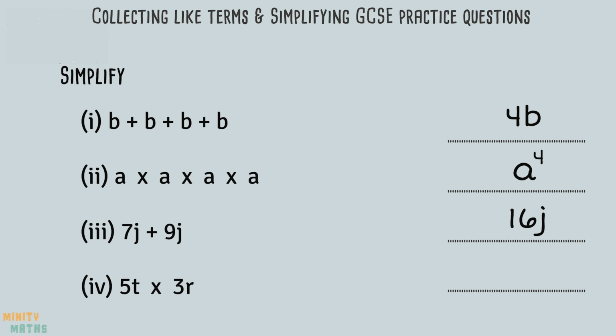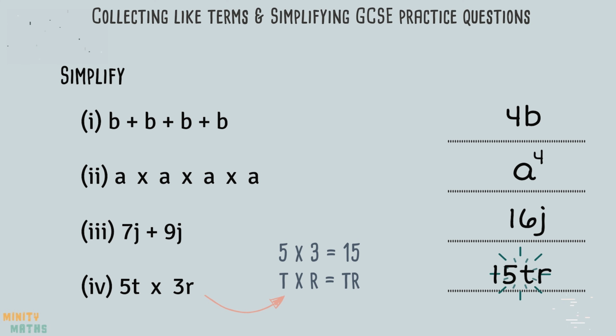Question 4 asks us to multiply 5t by 3r. Even though these are not like terms, as the variables t and r are different, we can still multiply these together. Firstly, multiply the coefficients together, giving us 15. Multiplying t by r means we have t lots of r, which can be written as tr. We therefore have 15 lots of tr. We have successfully simplified all of the expressions. Let's have a go at another set of questions.